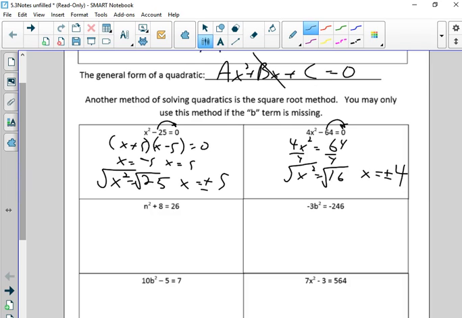Now, you don't have to write this down, but just so you know, again, since these are perfect squares, we could have done 2x plus 8, 2x minus 8, and factored it by a difference of squares. So there's always options. But in this one, we're practicing the square root method.